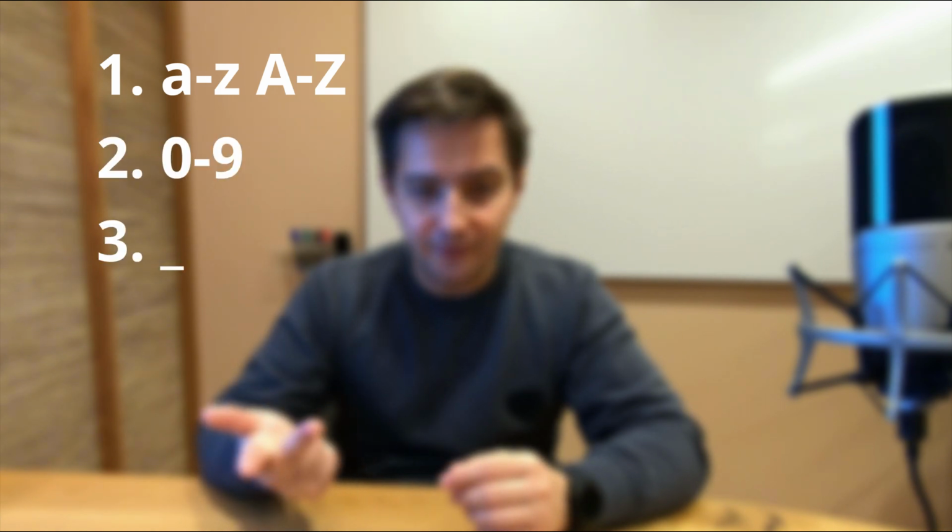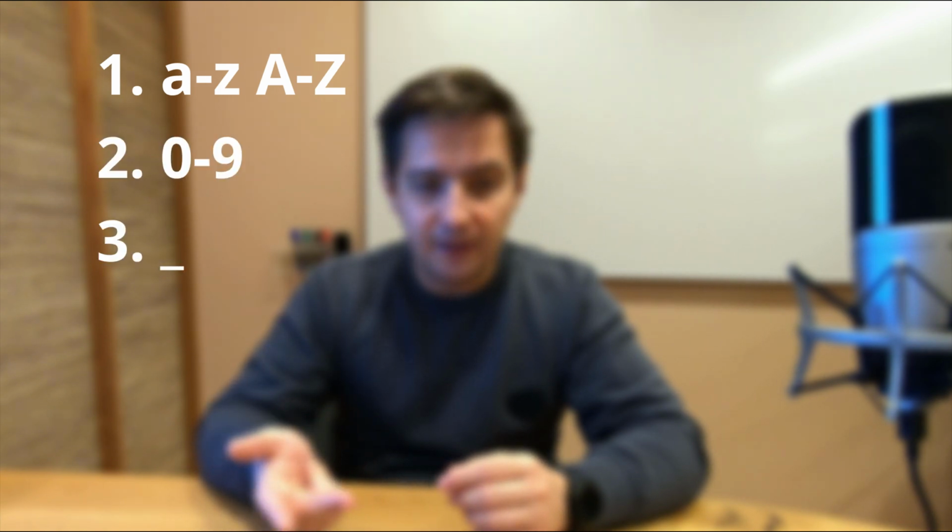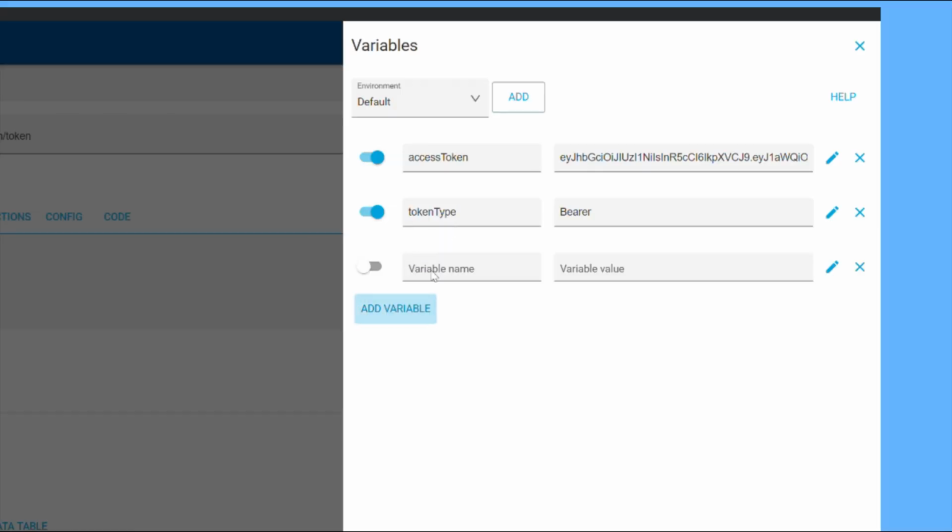Variable names have to follow a few simple rules. Only letters, numbers, and underscores are allowed. It cannot start with a number. A value can be anything. It can be any string, number, or another variable. You can combine multiple variables together and use them as a single variable.